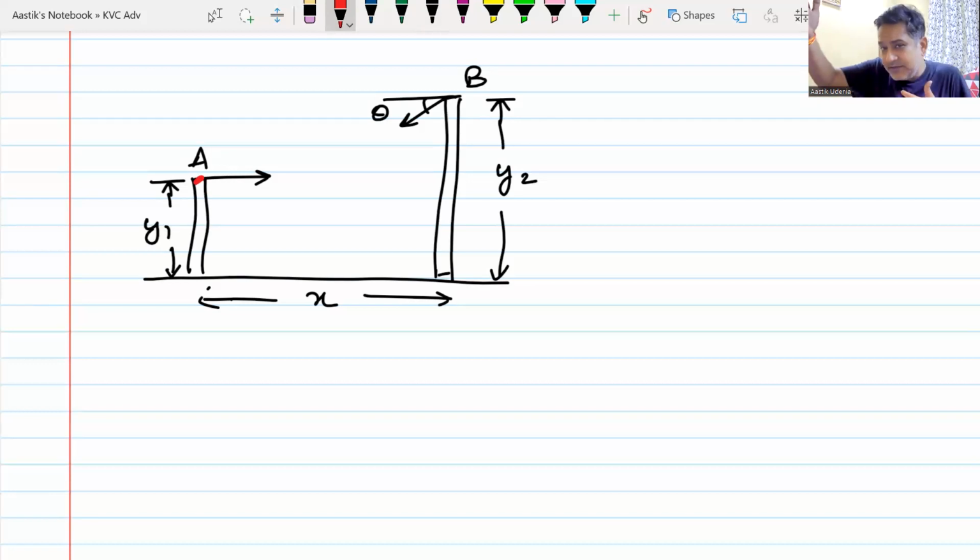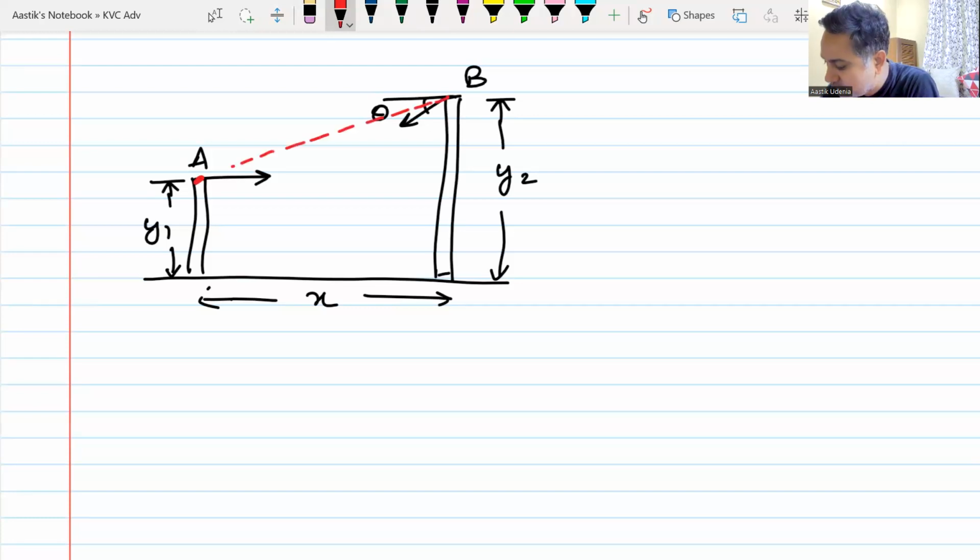Now, if ball B has to hit me, the velocity of B with respect to A should be along this line. Do we understand this? That must be the line of velocity of B with respect to A. Velocity of A was given, the speed of B was given. From there, you can find out the velocity of B with respect to A, and then you can find out at what angle I should throw this. Do we understand this? Yes, sir.